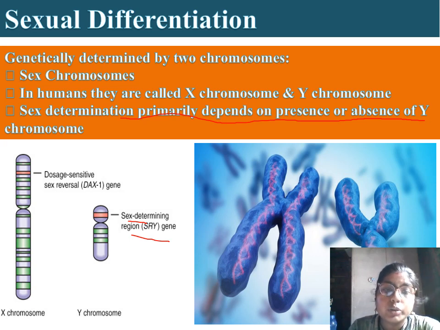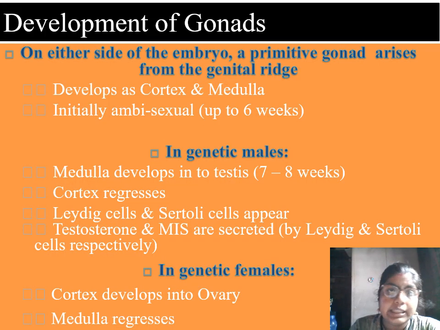So mainly the male is responsible for determining the embryo's sex, whether male or female. Then comes the development of the gonads. Six weeks after fertilization, the cortex and medulla develop from the genital ridge. The medulla develops into the male gonad and the cortex develops into the female gonad.